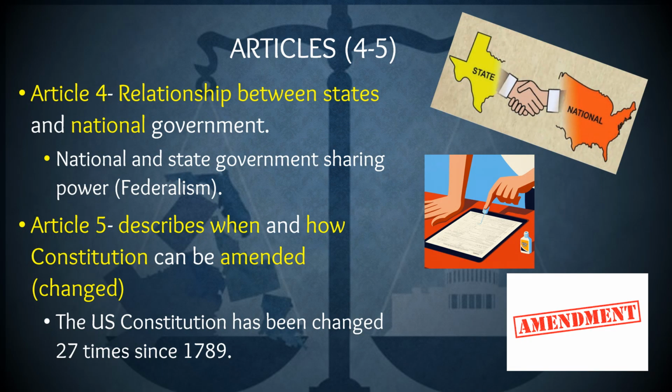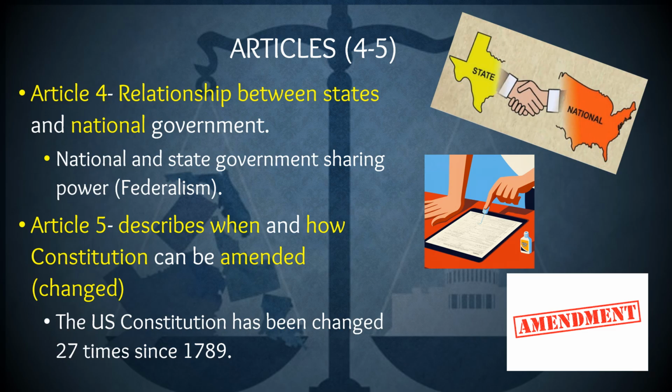Articles 4 through 5. Article 4 shares the relationship between the states and the national government. The national government and state government share power. We know that as a federal system, but another word for it is federalism. We'll talk more about that with the next PowerPoint, the principles of the Constitution. But remember, Article 4, guys, deals with the idea of federalism, the relationship between the states and the national government.